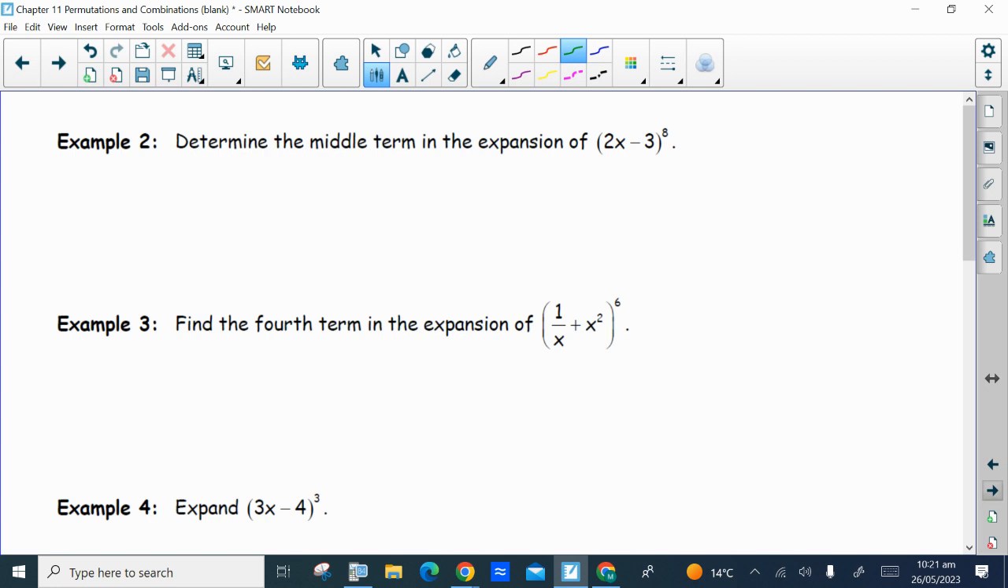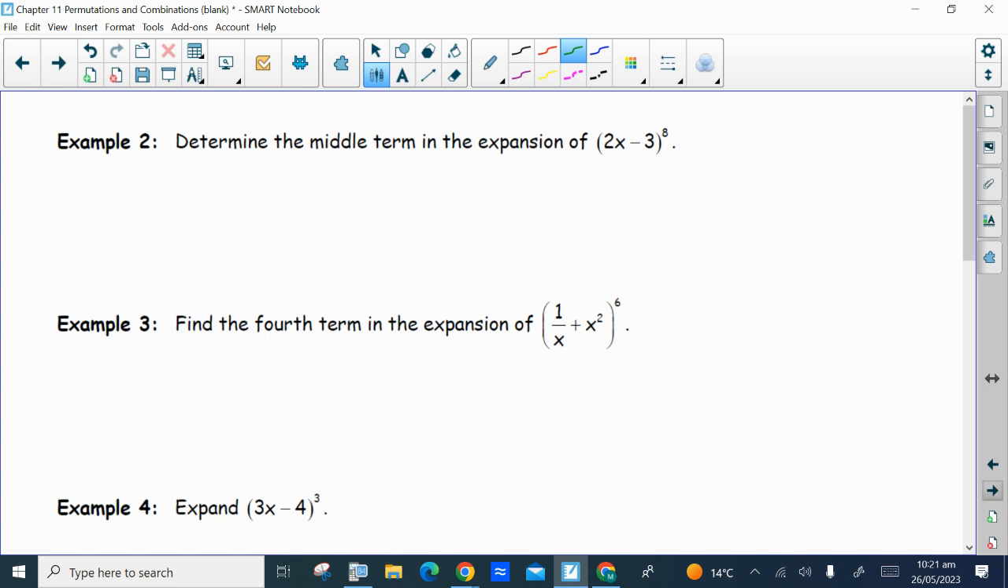Number 2 asks us to find the middle term of the expansion. So to determine which term is the middle term without actually expanding it all out, we'll do this. It's 2x minus 3 to the 8th. That means you will have 9 terms. The number of terms is always 1 more than n. So if there's 9 terms, the middle term would be the 5th term, because there'd be 4 on each side.